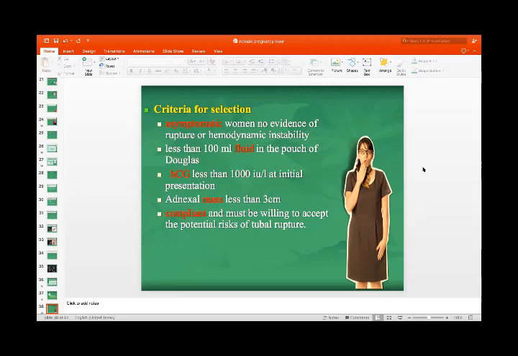The patient will be asymptomatic. There will be no evidence of rupture or hemodynamic instability. There will be less than 100 ml fluid in the pouch of Douglas on ultrasound. HCG level will be less than 1000 international unit per liter at initial presentation, and the adnexal mass is less than 3 cm. And the patient must be compliant. It is very necessary that the patient should be compliant because it needs regular follow-up. And she must be willing to accept the potential risks of tubal rupture. So this is the criteria for selection of the patient for expectant management.